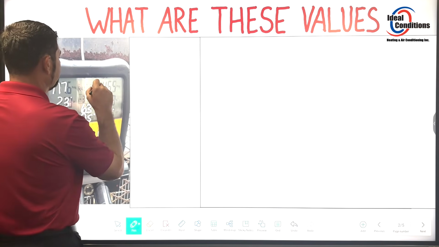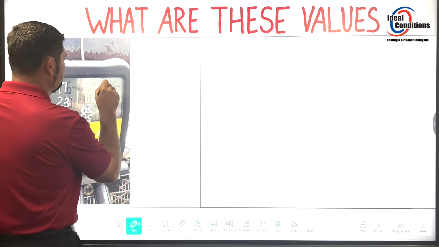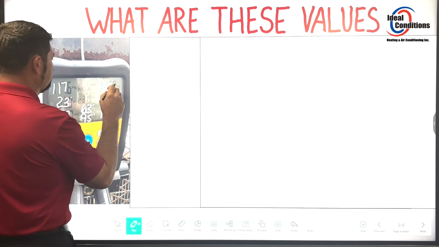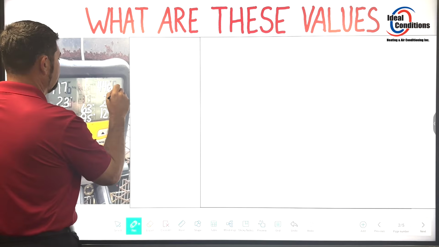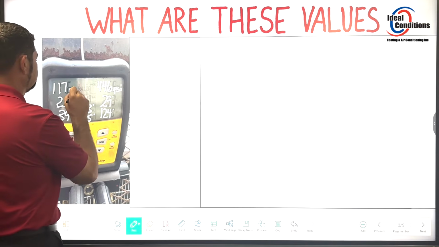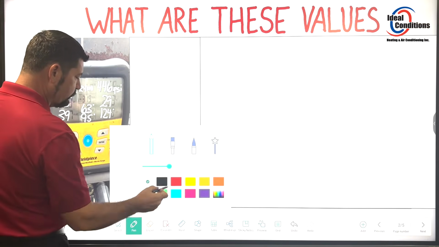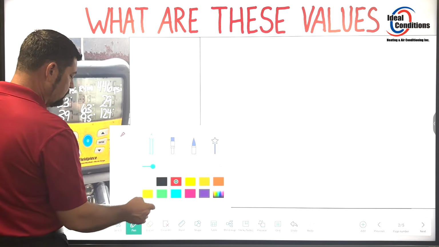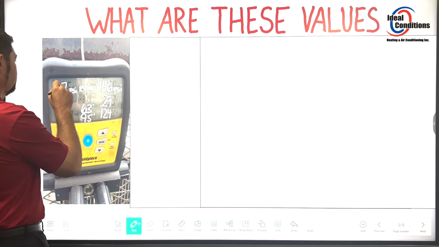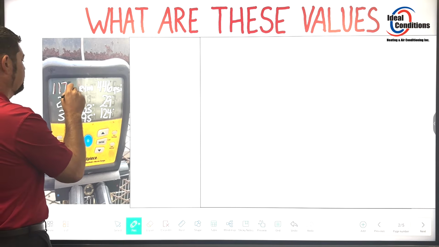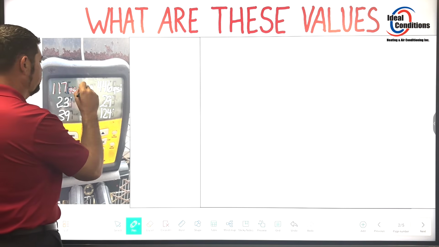on the liquid line saturation temperature. That's a really high number. And then I have 446. These are PSIs on the high side. And this is R410A. And I'm just going to come back in red and just write over these. And I know it's going to be hard to see, and that's fine. I'm going to write it over here anyways for you.